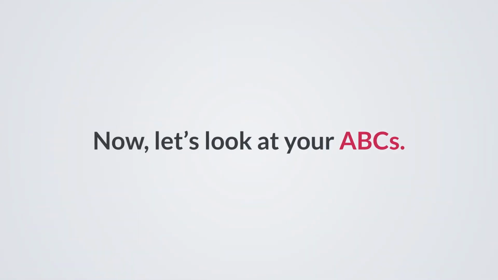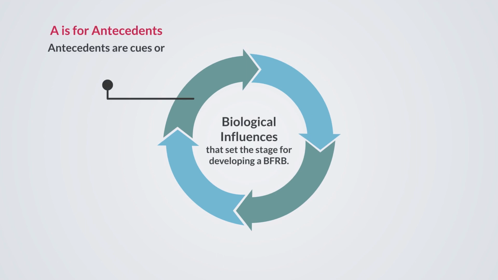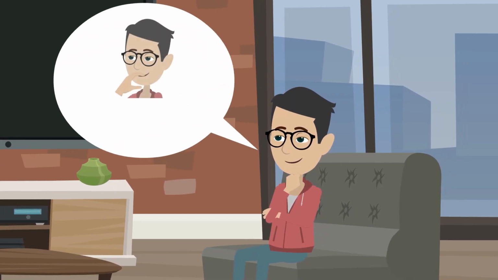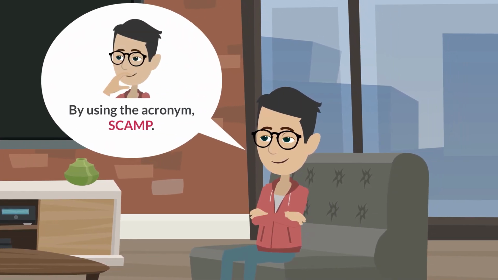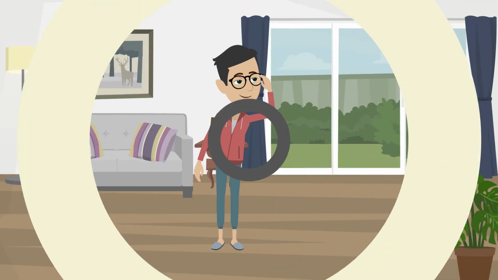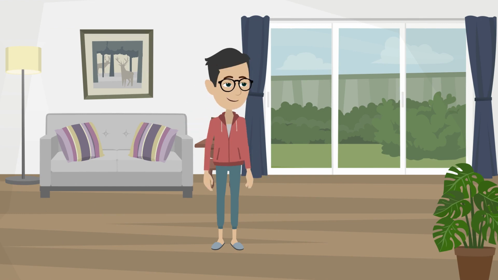Now, let's look at your ABCs. A is for antecedents. Antecedents are cues or triggers for behavior. You can remember how antecedents may be influencing your BFRB by using the acronym SCAMP. S is for sensory. Notice any sensations involved in searching for a target or in triggering the behavior.